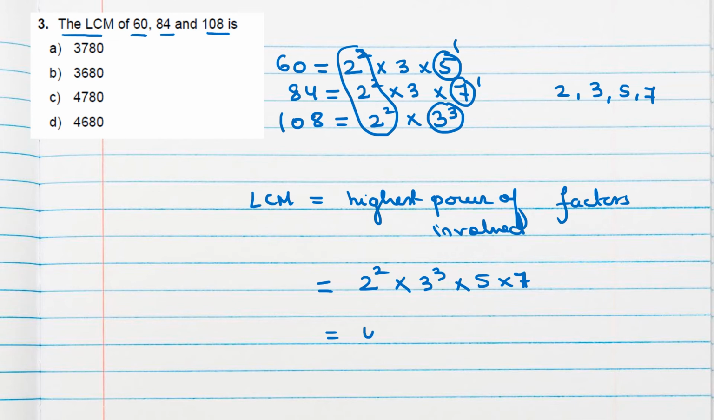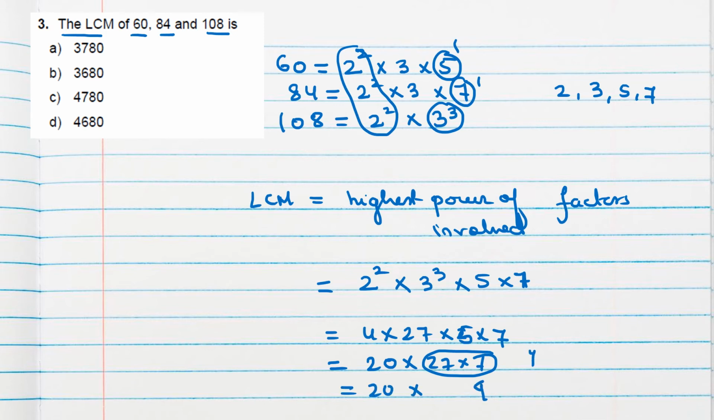Now we can multiply these. First we solve the power: 3 3s are 9, 9 3s are 27. So 20 into 27 into 7. If we solve these two first, we get 189 into 20. Now it is easy to multiply 189 with 2 and put 10 here. So 3780 is your final answer, which is given in option A. So 3780 is the LCM of these three numbers.